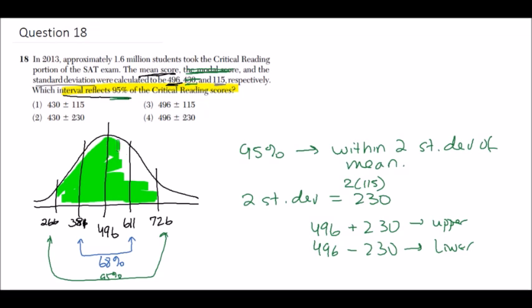And because of the way this question is set up, the answer is very easy to spot. It's choice 4. If the question had actually given you intervals, you would have had to say from 266 to 726. And the answer here is 4.